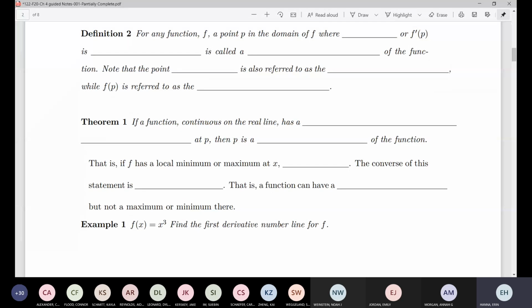We've got a bunch of definitions to write down first, so here we go. For any function f, a point in the domain, a point P, we're specifically talking about the point P in the domain where the derivative at P equals 0, or F prime of P is, let's say, undefined. And I'll say a bit more about that in a second. This is called a critical point.